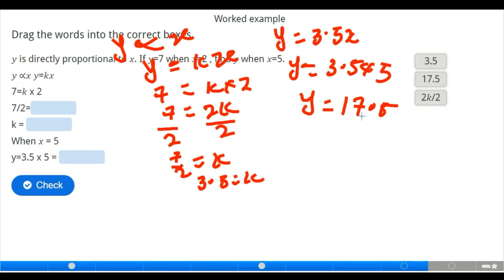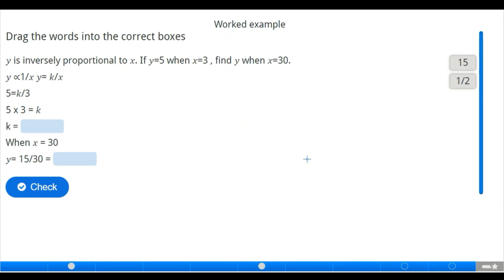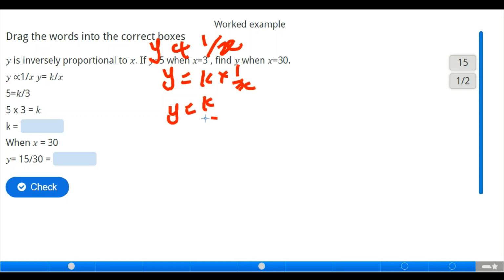Now let's look at another example of inverse proportion. For this inverse proportion, y is inversely proportional to x. So if y equals 5 when x equals 3, find y when x is 30. What we need to do here is express this as an inverse proportionality, which is y varies inversely as what? 1 over x. The sign changes to k, which is the proportionality sign. So we have y equals k multiplied by 1 over x. So y equals k over x.